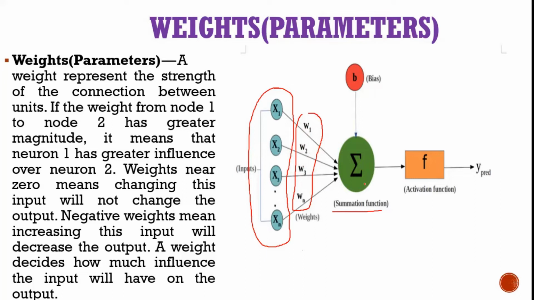At the end of the summation, we add a bias value. The result will be an input to the activation function. The activation function accepts the result as an input, performs some work, and provides a predicted value. This predicted value comes out. So this is a single layer perceptron. In this single layer perceptron, there is no hidden layer involved.